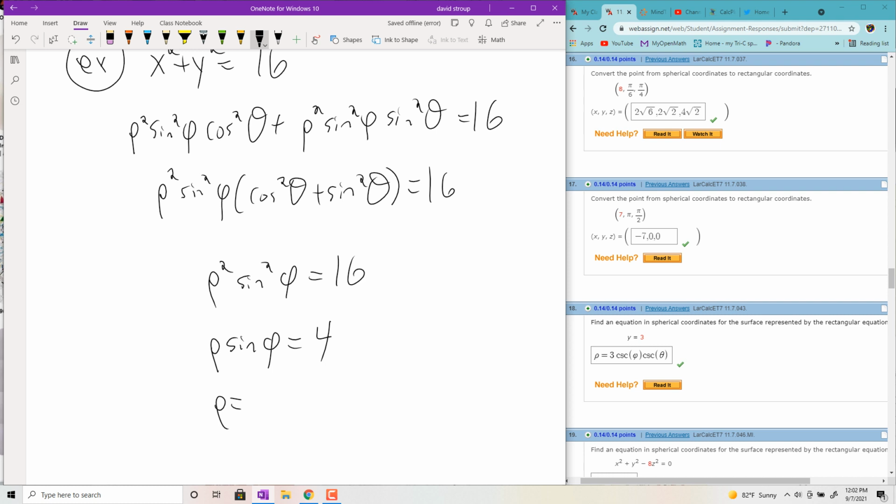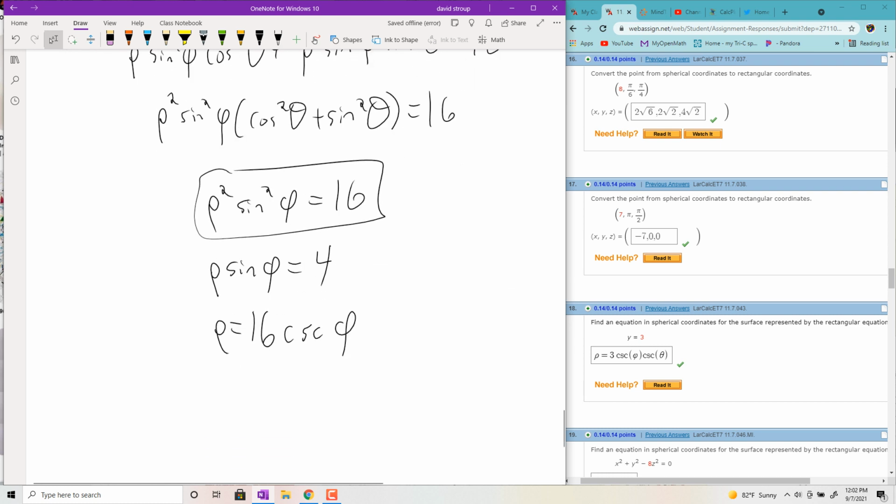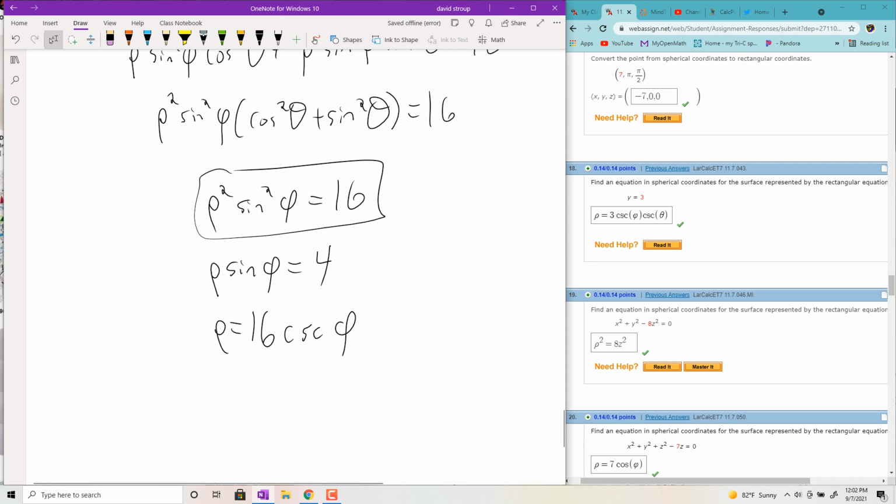Well, like I said, the software is pretty allowing. If you wrote this, I'm sure the software would probably take it. But if you want rho equals, you got to do this. So 16 cosecant phi would probably be kind of the official answer. Okay, and yeah. Okay, let's look at another one like this one here.